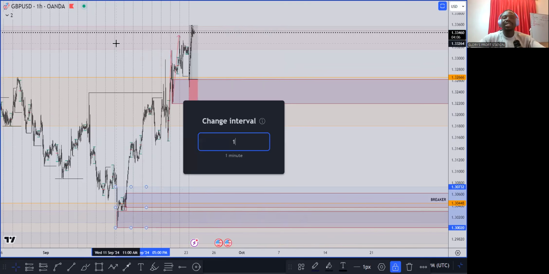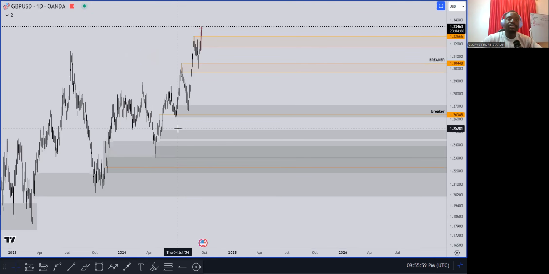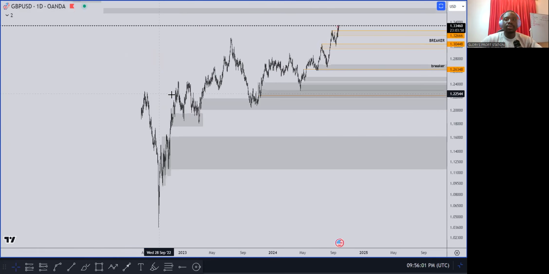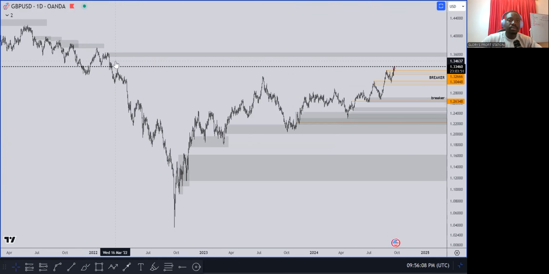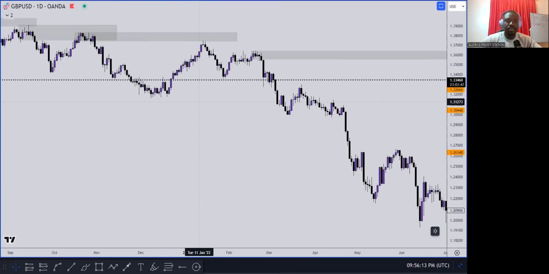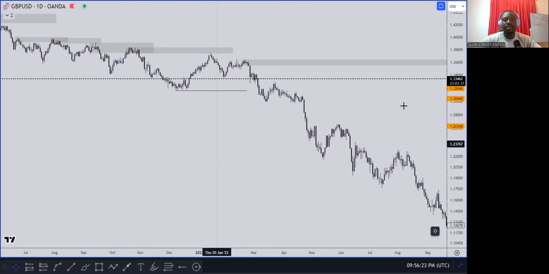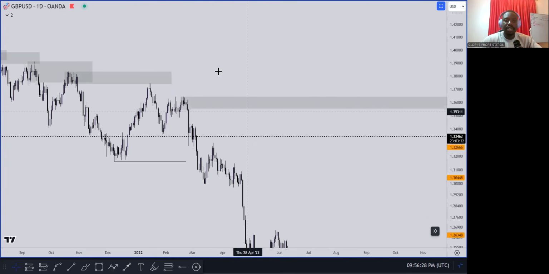Now, going back to the daily time frame, I'm looking at the market from a macro perspective. You can see how the market might be targeting these supply levels around here. Why is that area a supply level? Of course, we had a break of structure to the downside here, and looking at this area, the internal structure suggests that it is a very valid supply level.